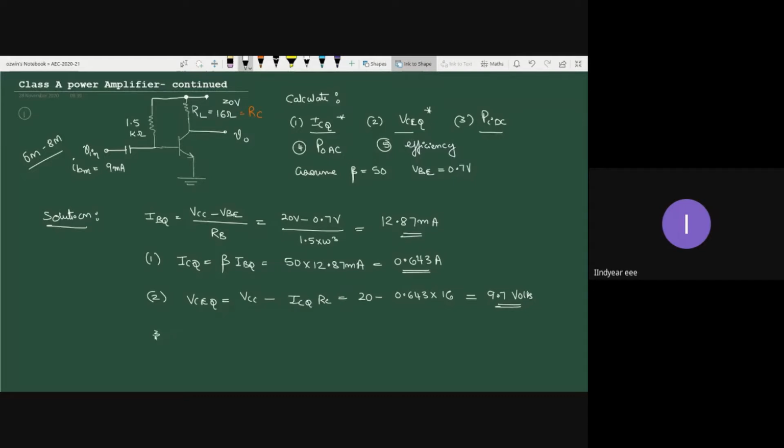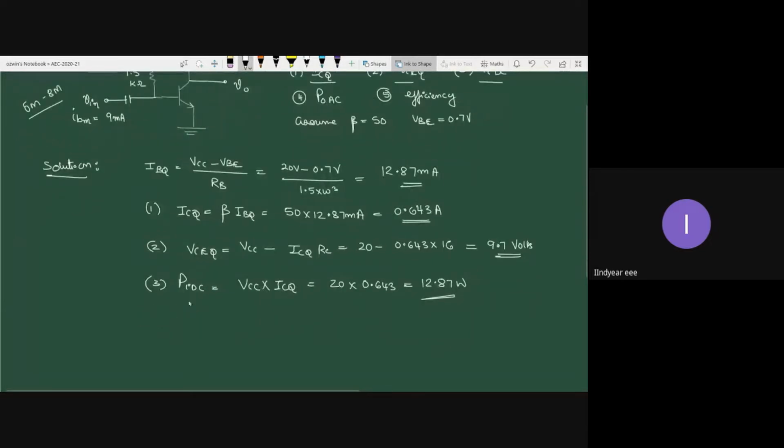Now let us look at the third part, PiDC. So PiDC is nothing but it is totally the DC values. So VCC into ICQ, 20 into ICQ. ICQ is 0.643. Okay, so that is roughly about 12.87 watts. Okay, so that's your PiDC, and then you can find out Po AC.